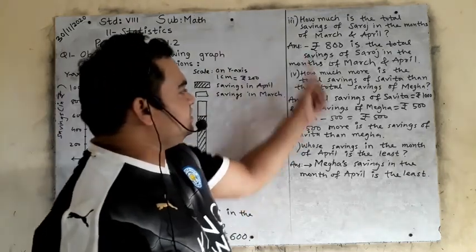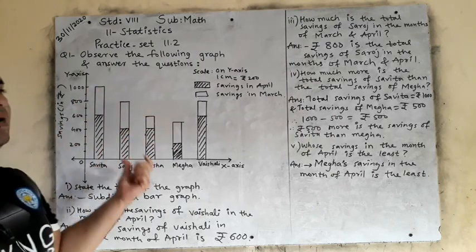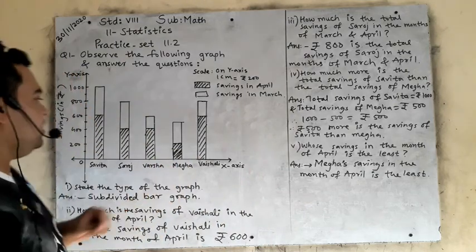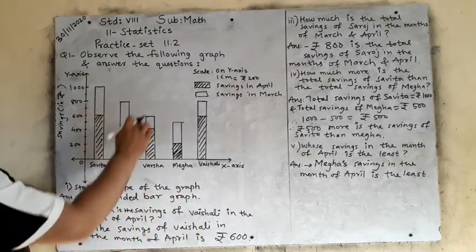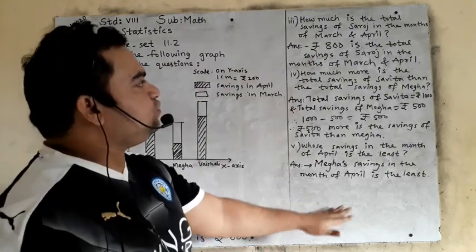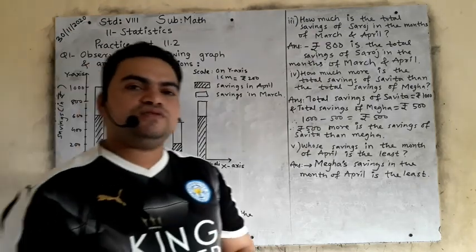So this is how you have to answer the questions by observing the given subdivided bar graph. Again I am saying it is a subdivided bar graph because a single bar is divided into two parts. So this is a subdivided bar graph and these are the answers of the given questions. I hope you understood how to solve this.